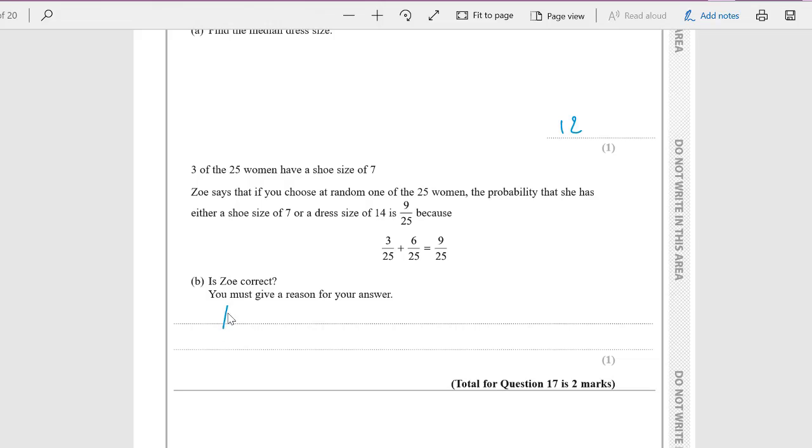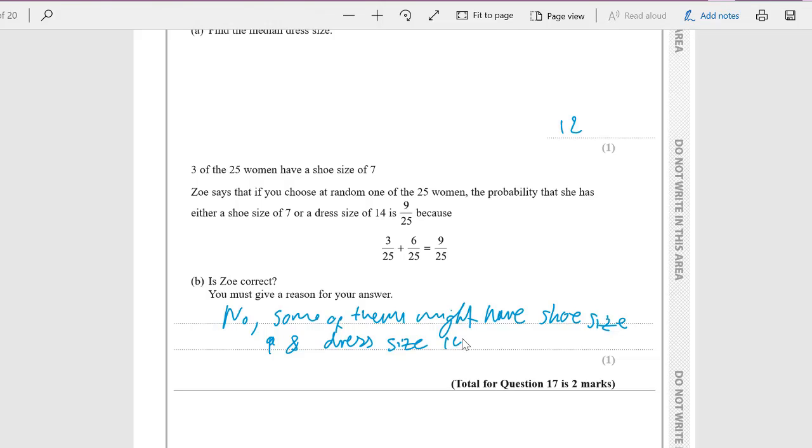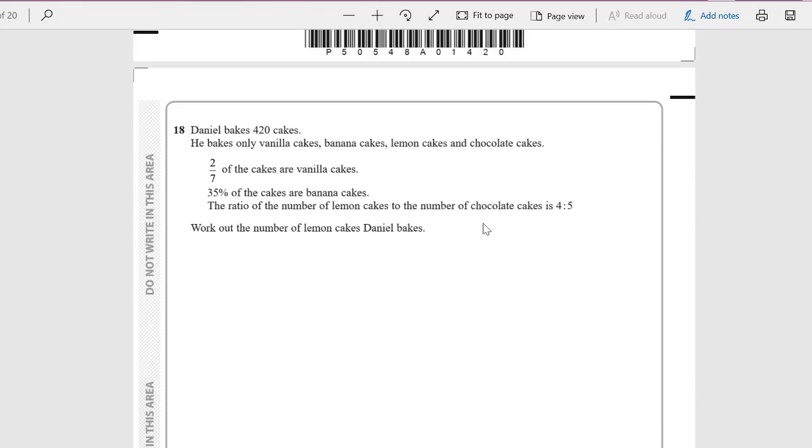So, Zoe would not be correct, no. Because some of them might have shoe size 9 and dress size 14. Brilliant.